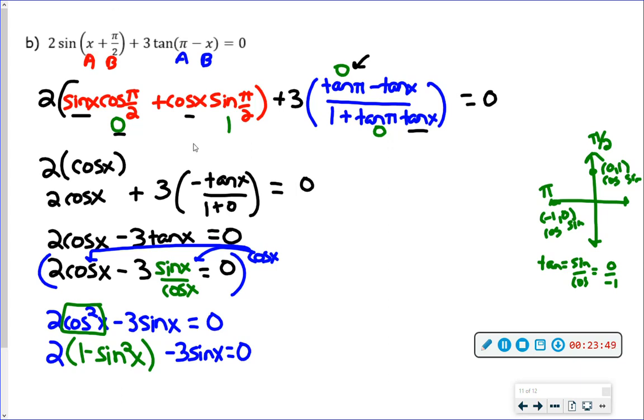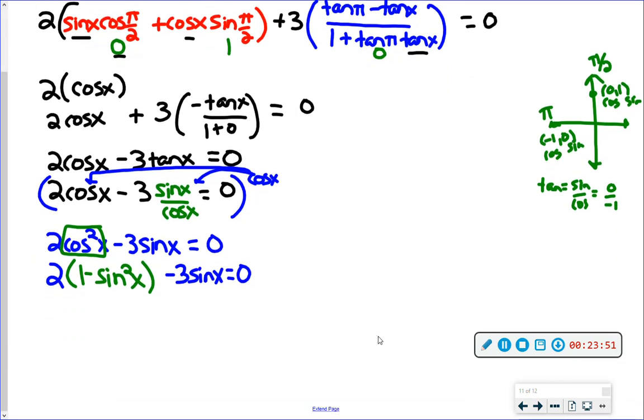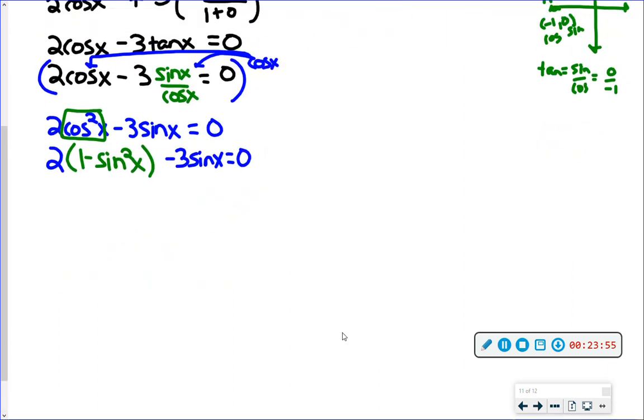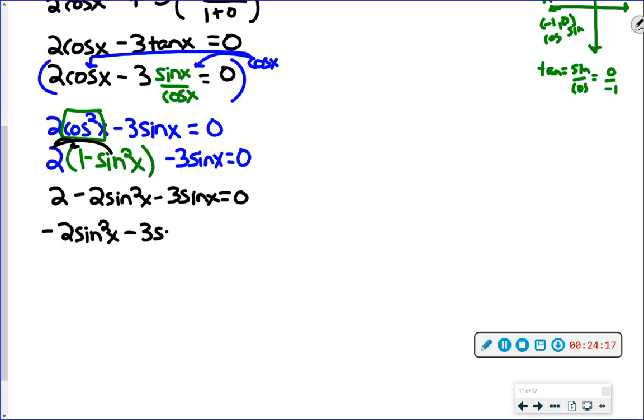Lord help me, I'm going to hit extend page here because I'm running out of room. All right, there we go. So now we're actually doing the solving. I'm going to distribute the 2. Got that. Now we have a quadratic, a squared. So the next thing I'm going to do is put it in the correct order. I'm going to put this -2 sine squared first, then the minus 3 sine, then the plus 2.